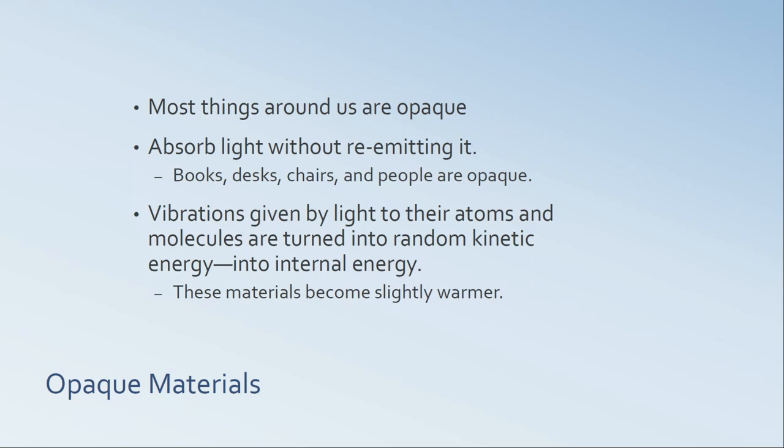What happens when light hits these opaque objects is the atoms vibrate due to the energy from the light, and that's turned into random kinetic energy, internal energy inside the object. And so when objects are exposed to light, they can become slightly warmer.